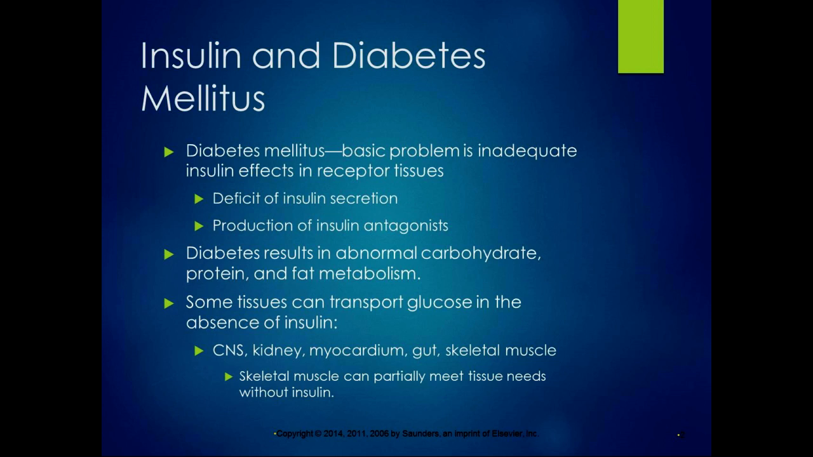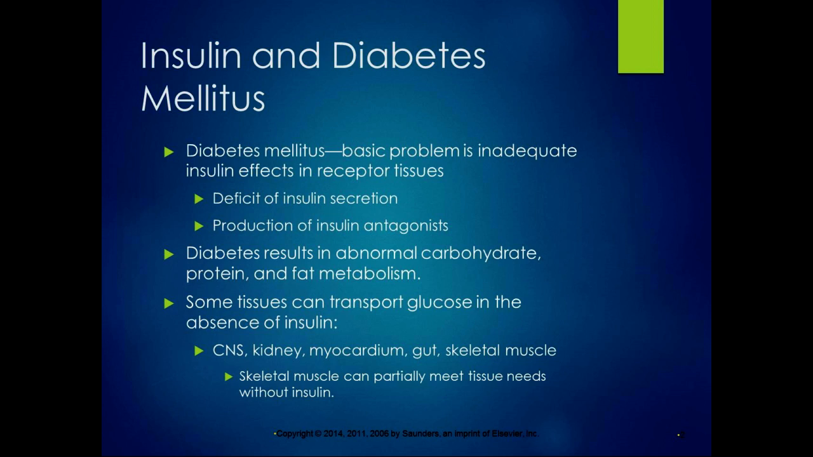Diabetes results in abnormal carbohydrate, protein, and fat metabolism. Some tissues can transport glucose through their cell walls in the absence of insulin. So when you think about insulin, the blood sugar is floating around. It got metabolized through the small intestine, it got into the bloodstream, and it's floating around. And now it needs the insulin to hold its hand and walk it through the door to the cell, basically, if you want to think of it like that. So the insulin is blood sugar's key for transporting glucose into the cell. It's your pass key, basically.